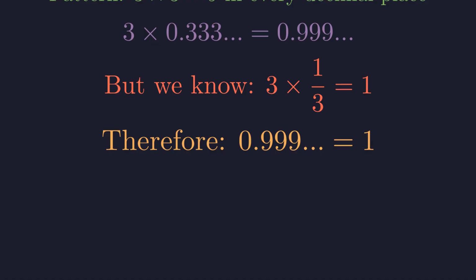Now, you might ask, how do we know that multiplying 0.333... by 3 really gives 0.999...? This works because multiplication distributes over convergent infinite series, a property we can prove rigorously using limit theorems.